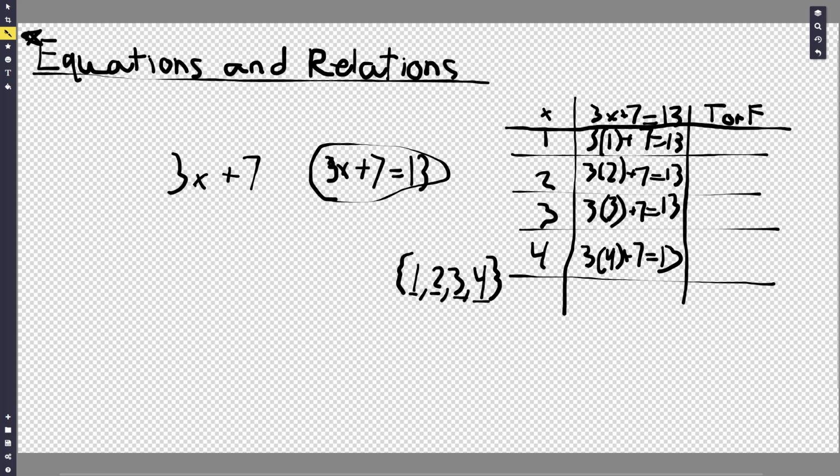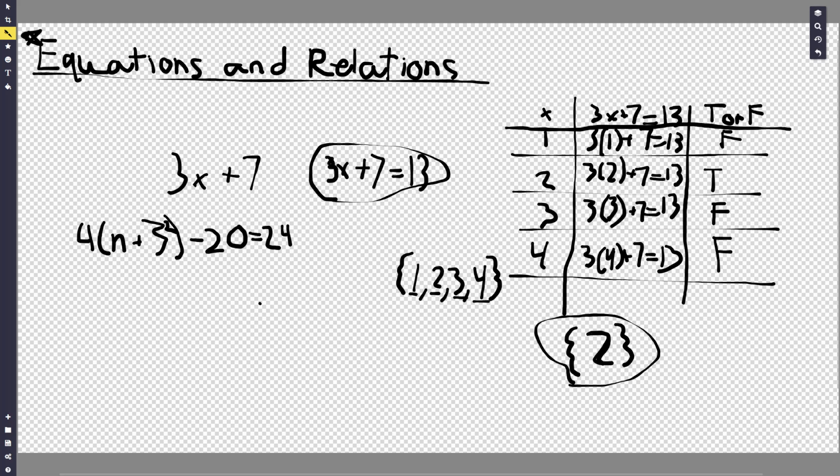So if we plug 1 in, that's 3 plus 7, which is 10, so that's not 13, so that's false. Then let's do 2. That's 6 plus 7, that is equal to 13, so that is true. Fix that F. And let's look at 3. So that's 9 plus 7, which is 16, so that's false. And then 12 plus 7, which is 19, so that's also false. So in this case, we only have one value that is true, and so our solution set is going to be just 2.